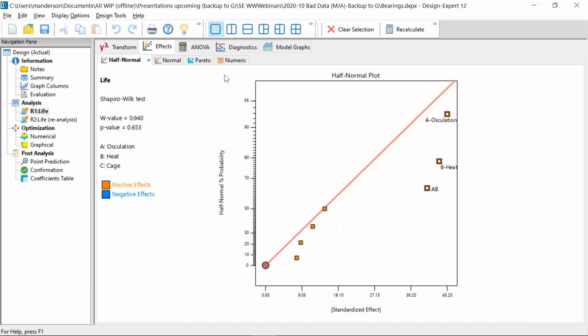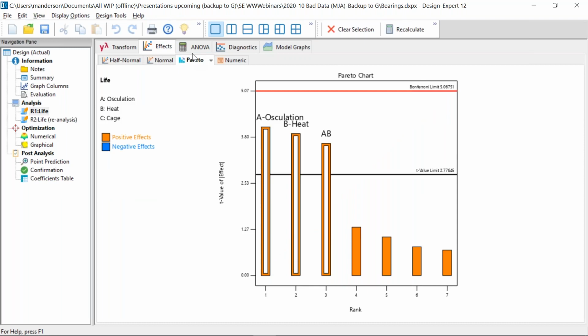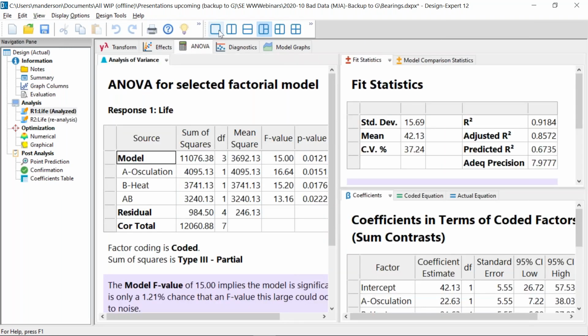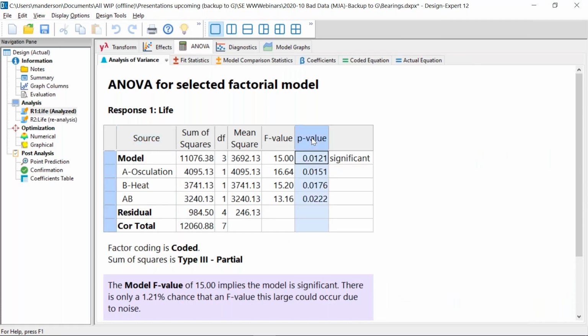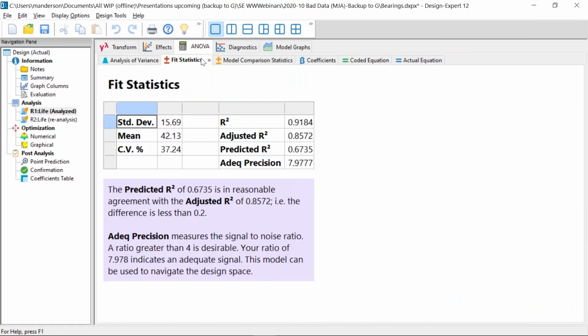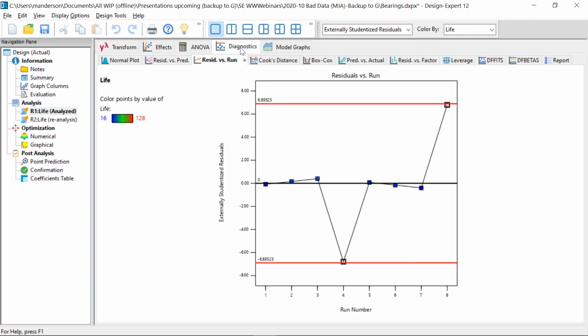But again, there's something a little bit flaky about this. At first glance, this looks pretty promising. We see good p-values, and fit statistics not too bad. But then here's where things get really off.